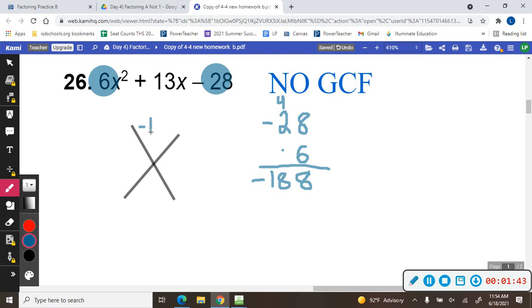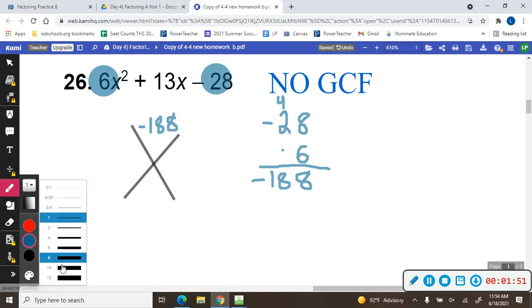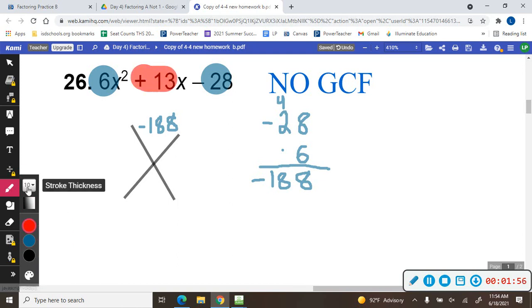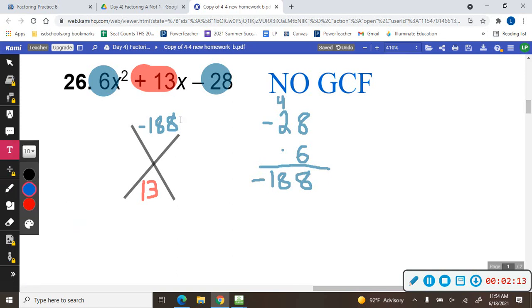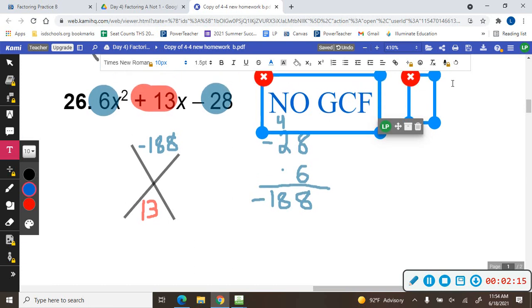So that's the number that goes on top. Now on bottom, you still put the 13, just like before. So now we're going to play around with negative 188 and see what multiplies to negative 188 but adds to 13. And so I might start and I might try negative 1 and 188. That adds to 187.